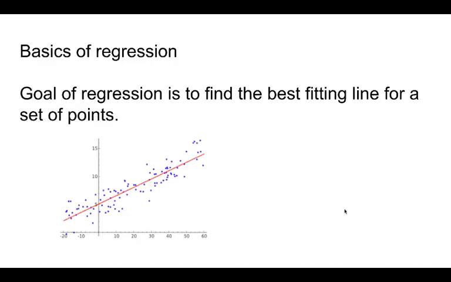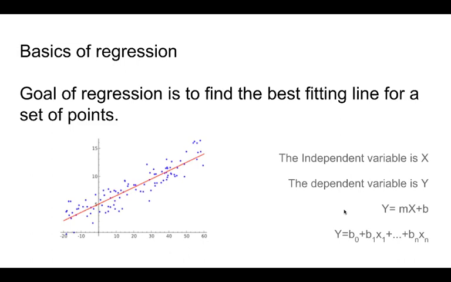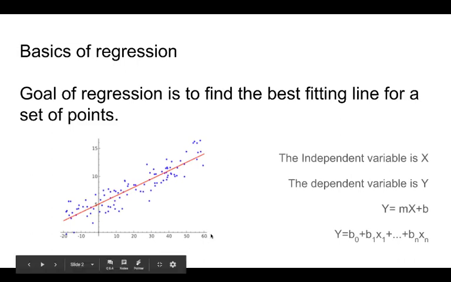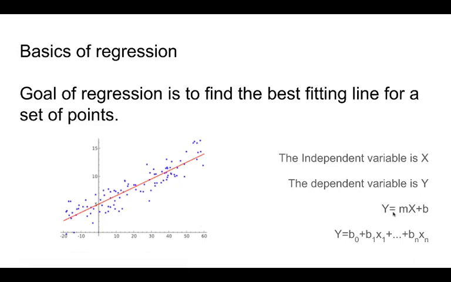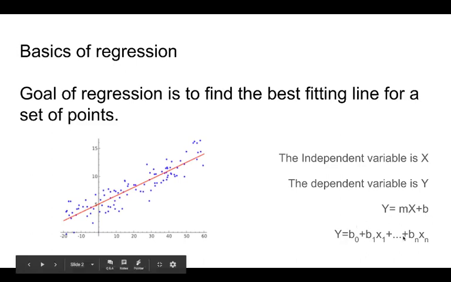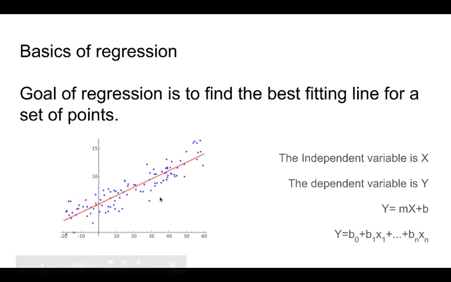So the basics of regression, or the goal of regression, is to find the best fitting line for a set of points. Now, you look at this graph, it's just a normal graph. We have the dependent variable y right here. We have the independent variable x right here. We have this line of an equation right here. Don't worry about this lower equation yet. We'll just have a few words on it in a second. So the goal of regression is to find the best fitting line for all of these points right here.